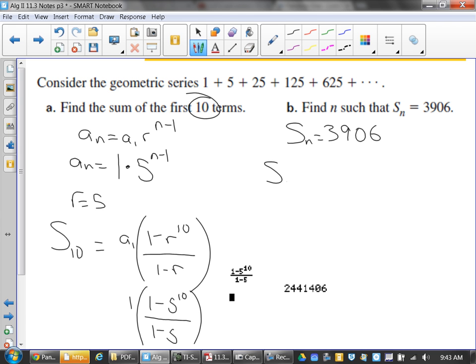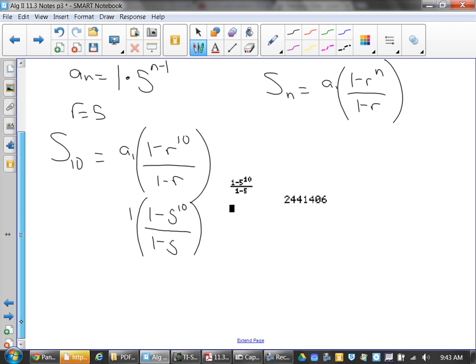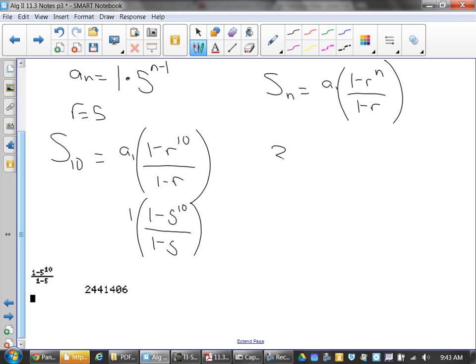Good. So the sum of them, remember, it's the first term times 1 minus r to the n over 1 minus your r. We know what our first term is, and we know what our r value is. Do you agree? Okay. Fill in the blanks. So we have, it was 3,906, correct? Equals 1 times 1 minus 5 to the n over 1 minus 5.